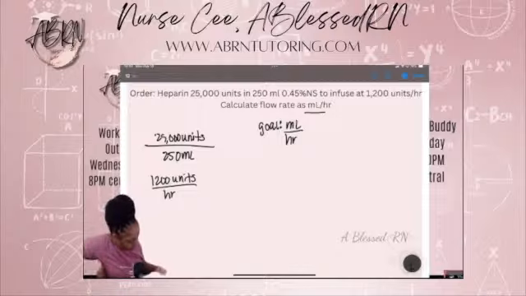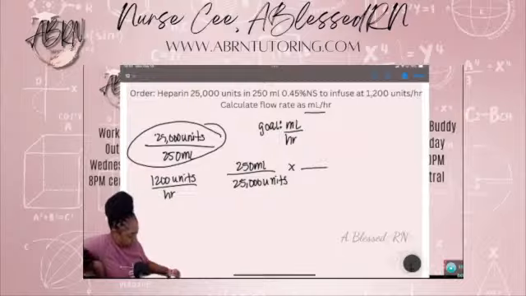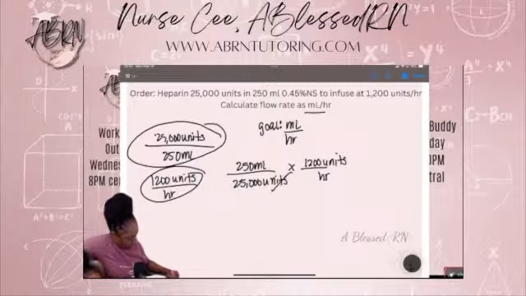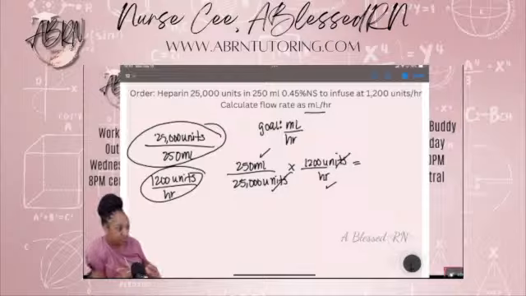So if I'm looking for milliliters, I'm going to start with my milliliters. I'll put 250 milliliters over my 25,000 units. I got units on the bottom. I need units at the top. So I'll put this one, and my units will cross out. And you see that I am left with milliliter on the top and hour on the bottom. That's it. So, like I said, dimensional analysis seems kind of complicated when you're first introduced to it, or if you don't really know how it works.